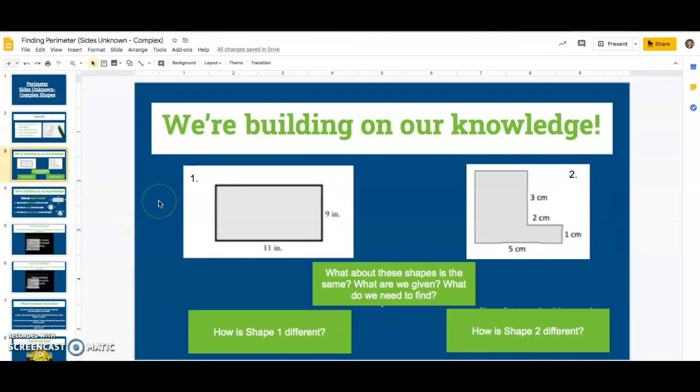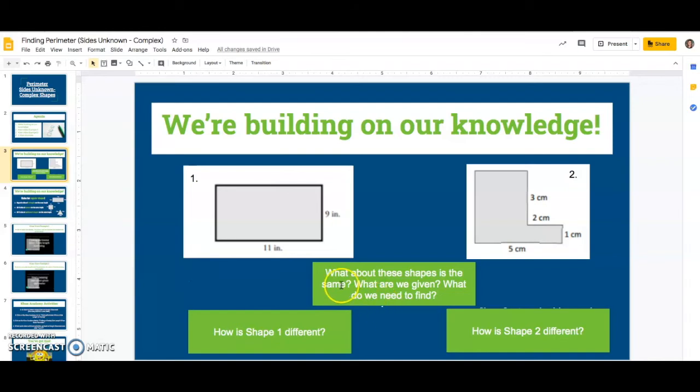All right, so like I said, we're building on our knowledge. So just like yesterday, I'm going to have you look at 2 problems, and we're going to try to see what's the same about these and what's different. These are different problems than yesterday. So I want you to take a second, think in your brain, how are these problems the same? If you need to pause the video to have some think time, that's totally okay.